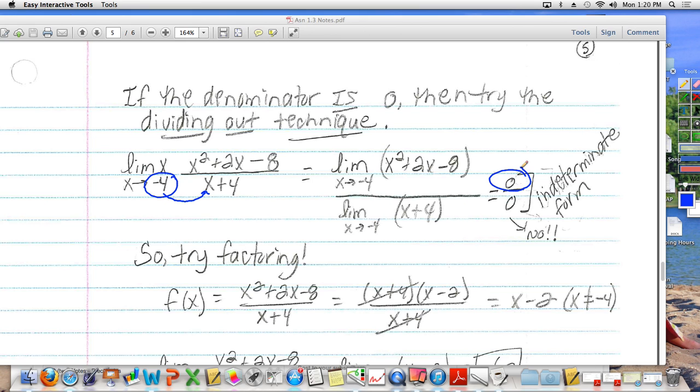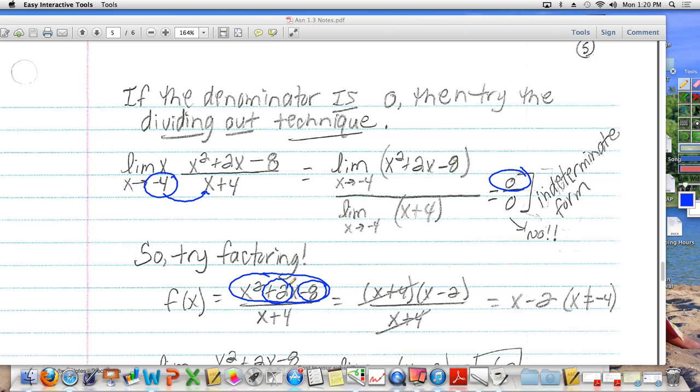So, try factoring. We talked about this the other day: x squared plus 2x minus 8. When you factor it, you're looking for two numbers that multiply to give you -8, and when you add them together, give you +2. Those two factors are x plus 4 and x minus 2, divided by, and of course we saw that as x plus 4 on the bottom.